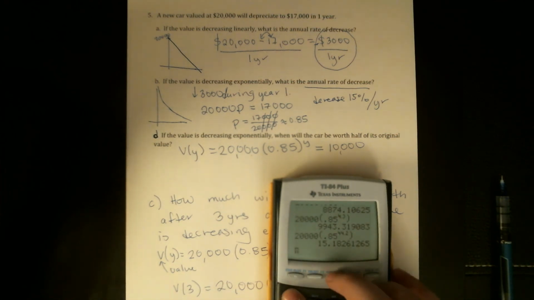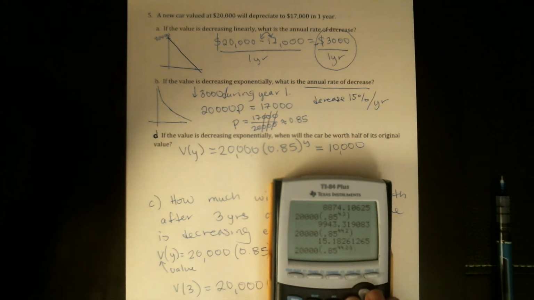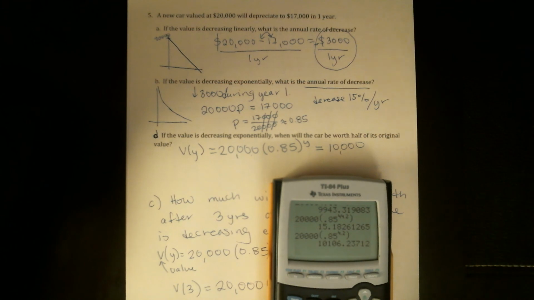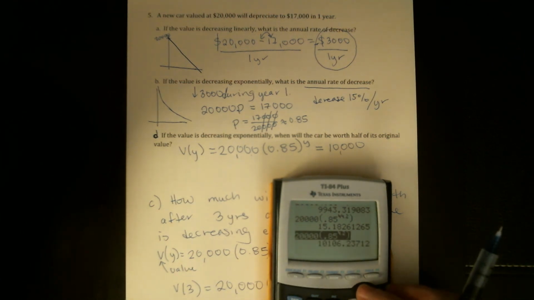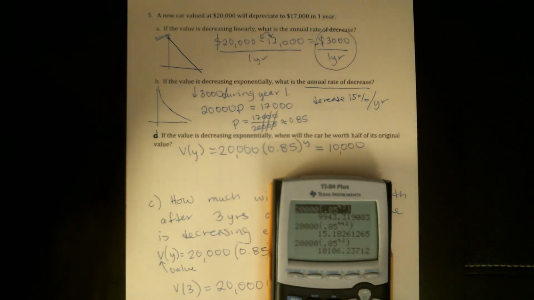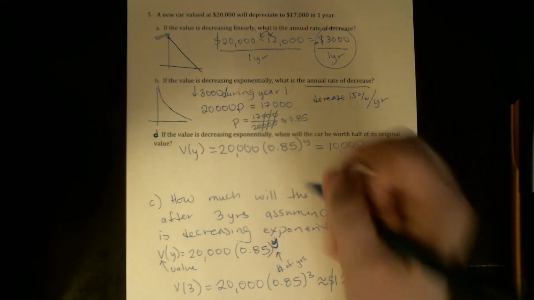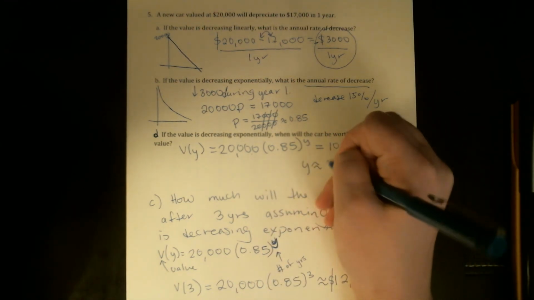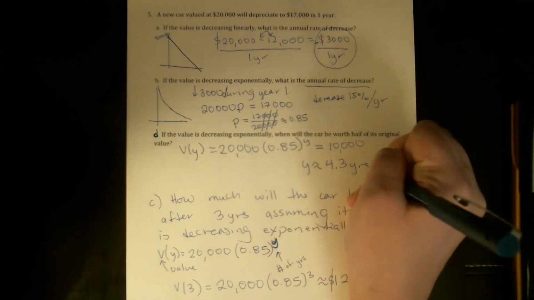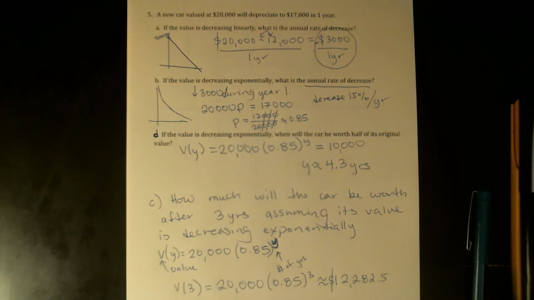Let me try that again. 4.2. Really close. Okay, hold on. That's not quite far enough. So it's somewhere between 4.2 and 4.3 years. Let's see which one is closest. 106 off. 4.3. I would say 4.3 appears to be best. So it takes about 4.3 years for the car to decrease to half of its original value.